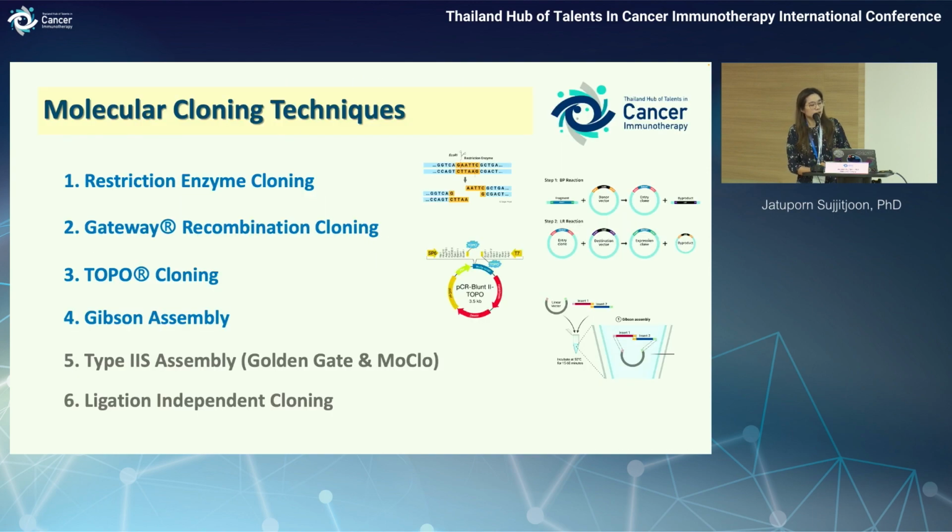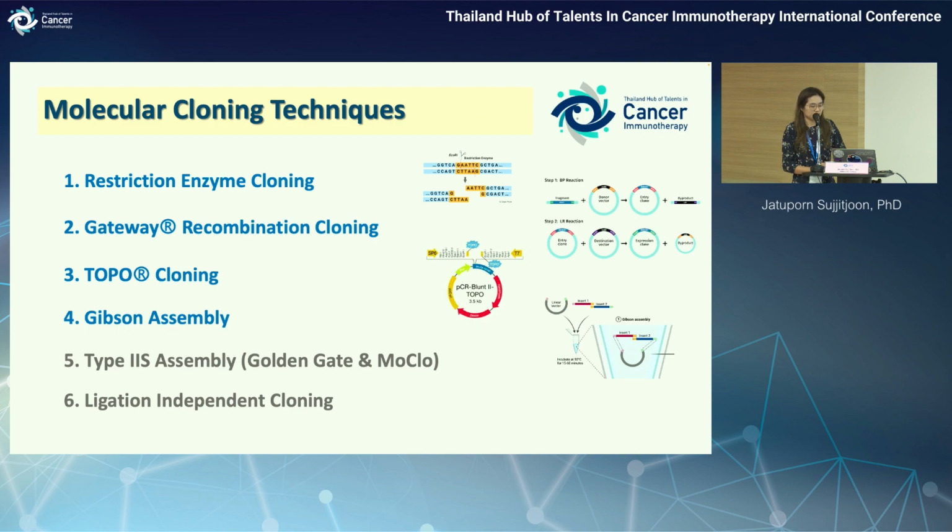Here, in general, there are several techniques used for molecular cloning. I give you just examples of the techniques that we use nowadays, which I list in this slide. The first technique is restriction enzyme cloning. This technique is the most popular nowadays, and our lab usually uses it to construct recombinant CAR in our lab.